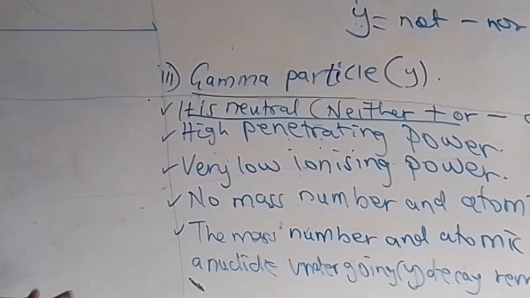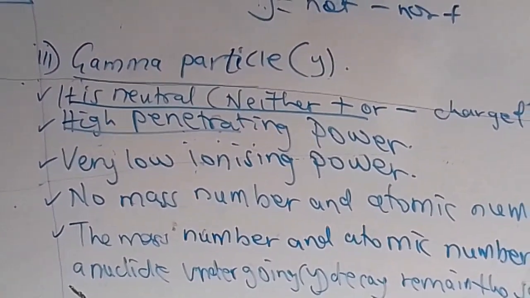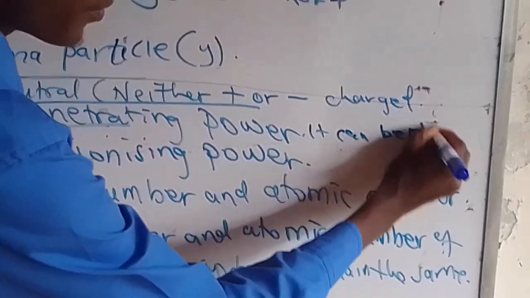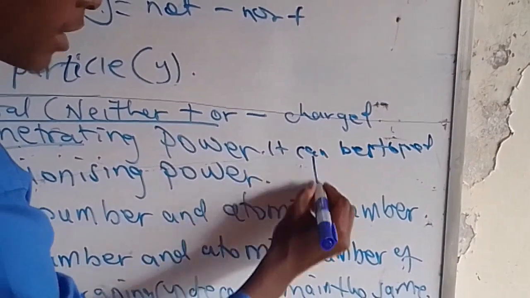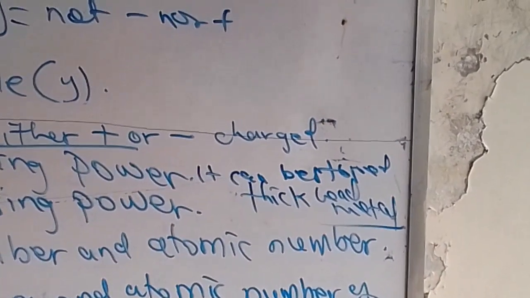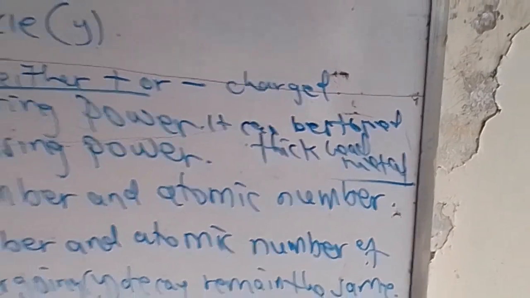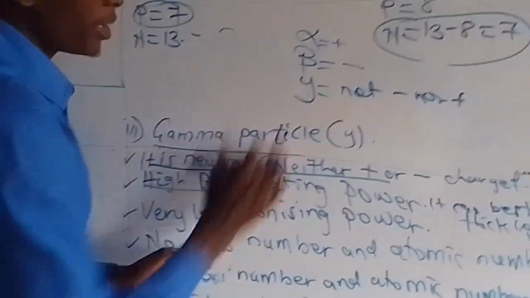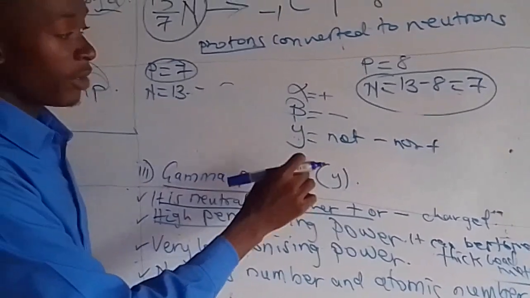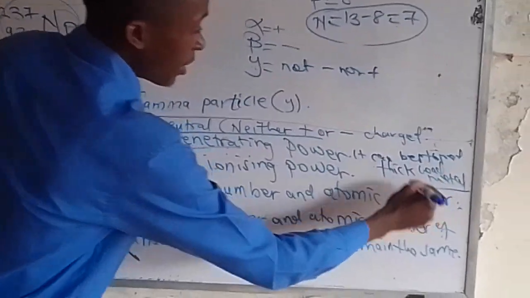The second feature: it has a high penetrating power. It can be stopped by a piece of thick lead metal. The alpha particle has a low penetrating power. It can be stopped by a piece of paper. The beta particle has a medium penetrating power. It can be stopped by aluminium foil. The Y, or the gamma ray, has a high penetrating power, and it can only be stopped by a thick piece of lead.